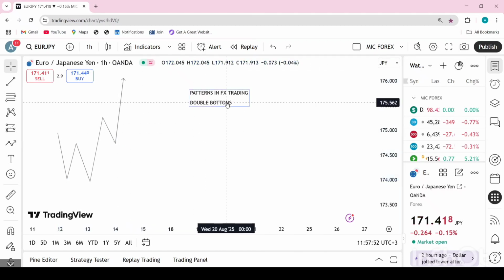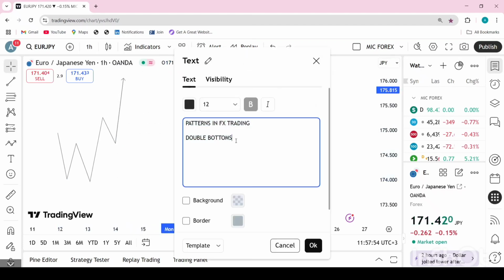So before that, let's take some small notes here. So double bottoms. This one is a pattern that we consider in price action when it comes to Forex trading. So let's start now our discussion in depth. So whenever we have a double bottom, it's an opportunity for us to look for buying opportunities.